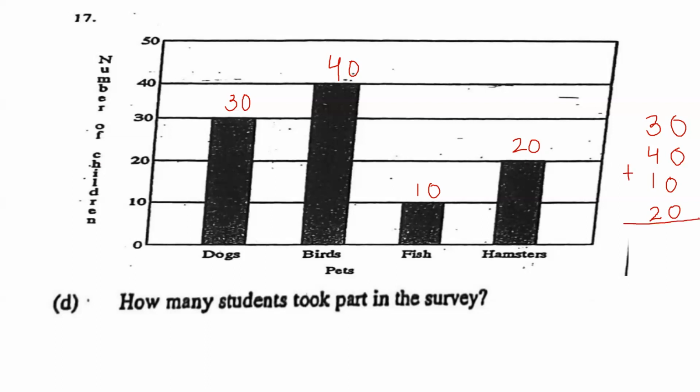So we know that 0 plus 0 plus 0 plus 0 is simply 0. And then 3 plus 4 is 7, 7 plus 1 is 8, 8 plus 2 is 10. So it seems like there were 100 students in this survey. Again, 30 plus 40, plus 10, plus 20. That's definitely right. 100 students took part in the survey.